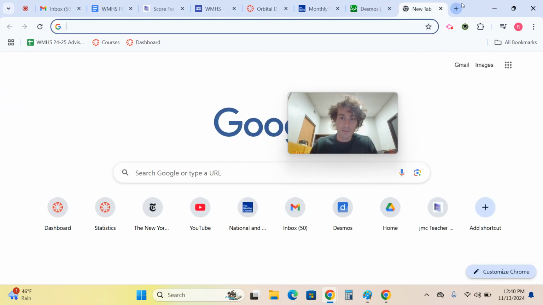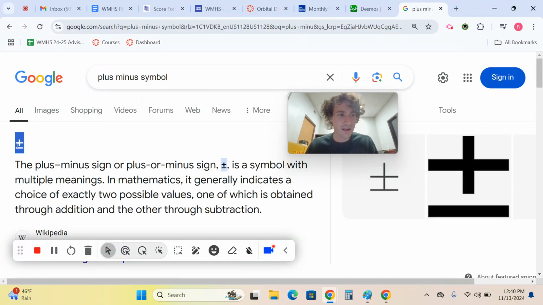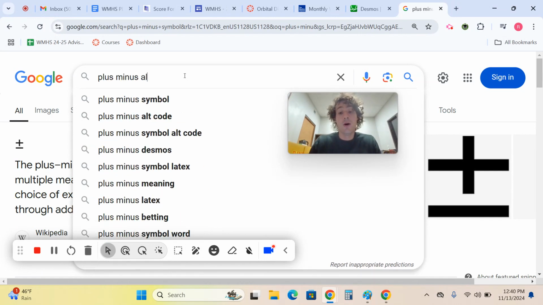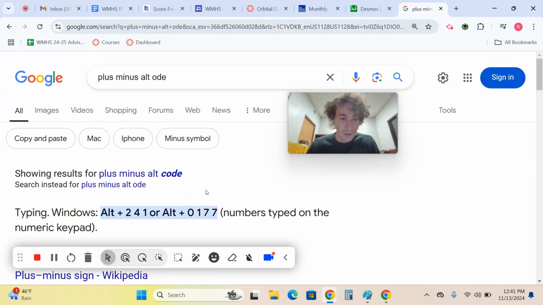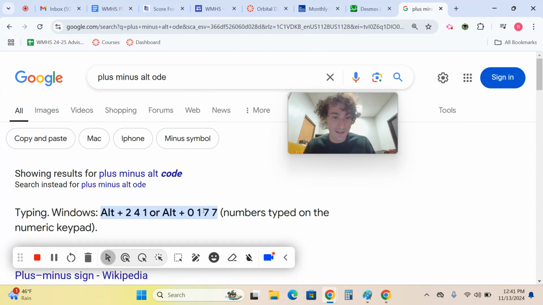Okay, well, then we do it this way. Plus minus sign. And I could probably just copy this. Or, I'll be fancy. Plus minus alt code. The alt code is Alt 241. It means if you're in Windows, which I am, I can type those numbers and it'll put it in for me. It's pretty nice. Let's see if it works. Alt 241. I say it's nice, and then of course it doesn't want to work. Maybe it's Alt 0241. Well, it's not working. I was going to be fancy, and then I can't be fancy.